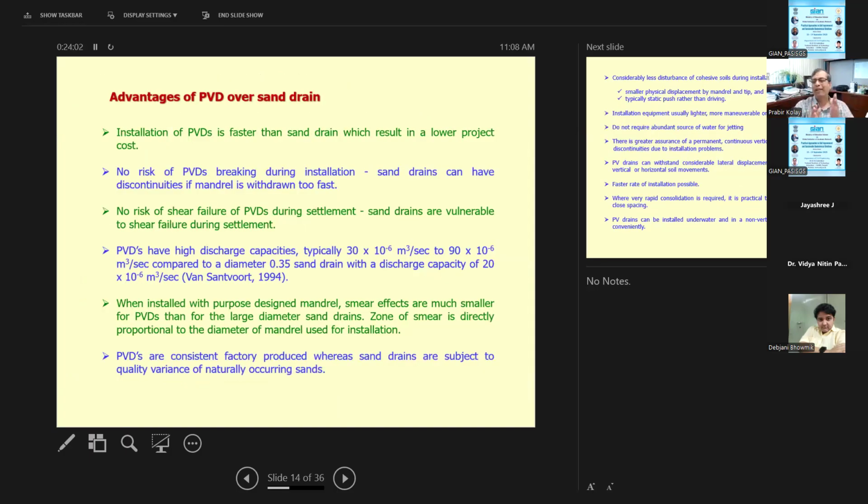So what is the advantage of a PVD, a prefabricated vertical drain, over a sand drain? The installation of PVD is faster than the sand drain because it comes in a roll, which results in a lower project cost. Okay.